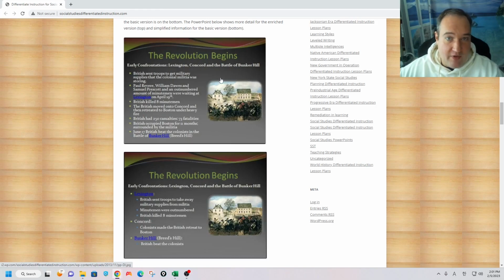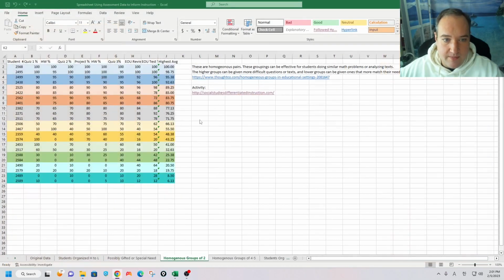In this same way, if I'm dealing with historical documents, when I have the high groups and the low groups, the high groups are going to tend to get a lot more primary documents, things that were actually written by the people at the time, whereas the low groups are going to get more secondary documents, current people writing about what the people back then did, because primary documents are a lot harder to understand. So that is my grouping of homogeneous pairs.